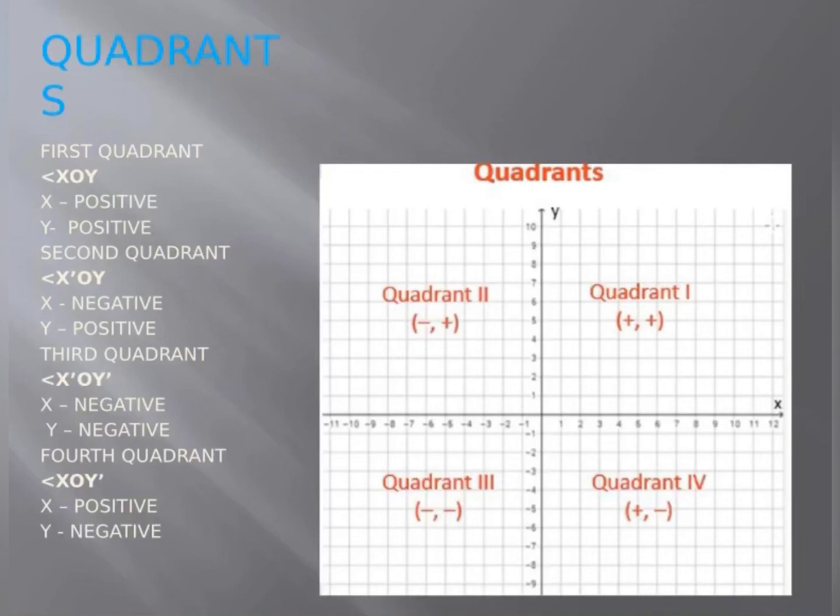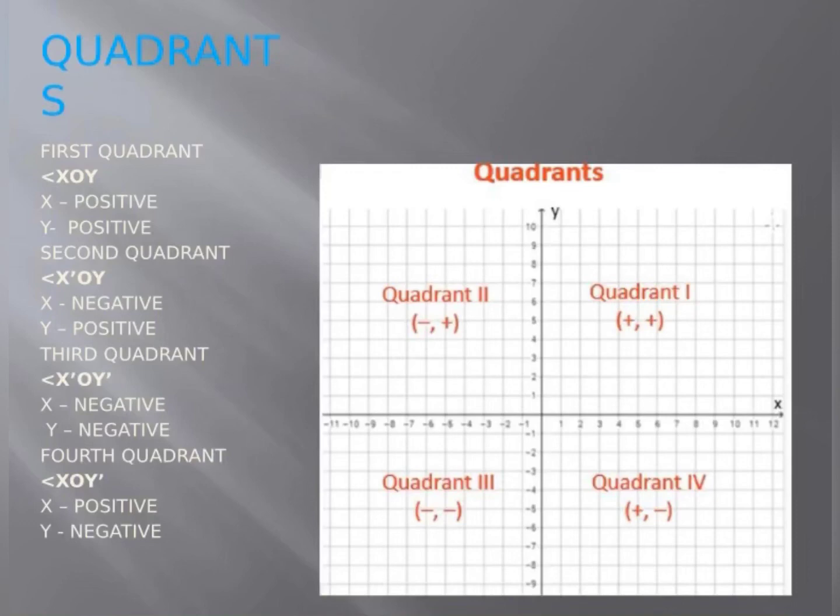Now quadrant 4, it is formed by the XOY dash part of the plane, comprising OX and OY dash parts of the x and y axis respectively. Now on OX positive values are represented, and on OY dash negative values are represented. So for any point in the fourth quadrant, the value of x will be positive and the value of y will be negative.